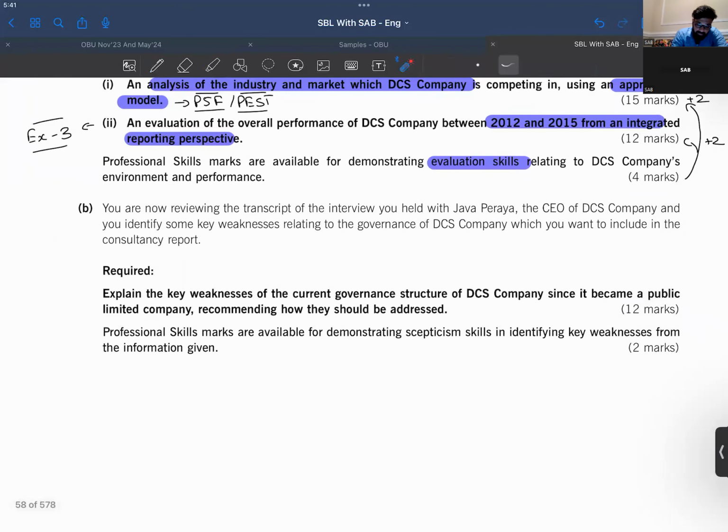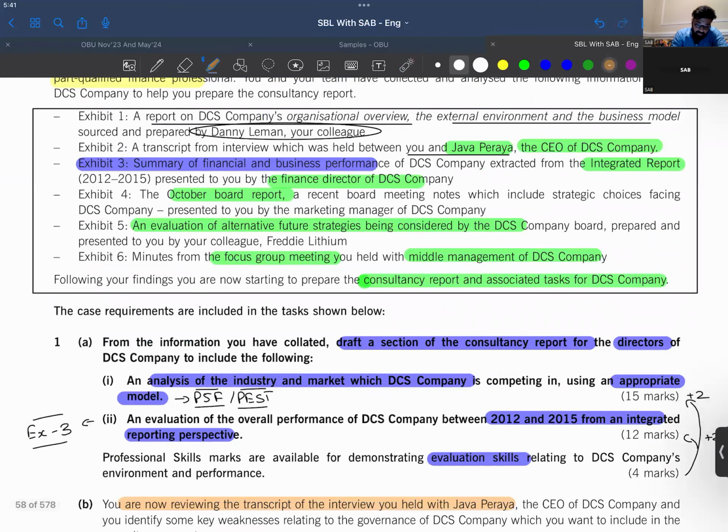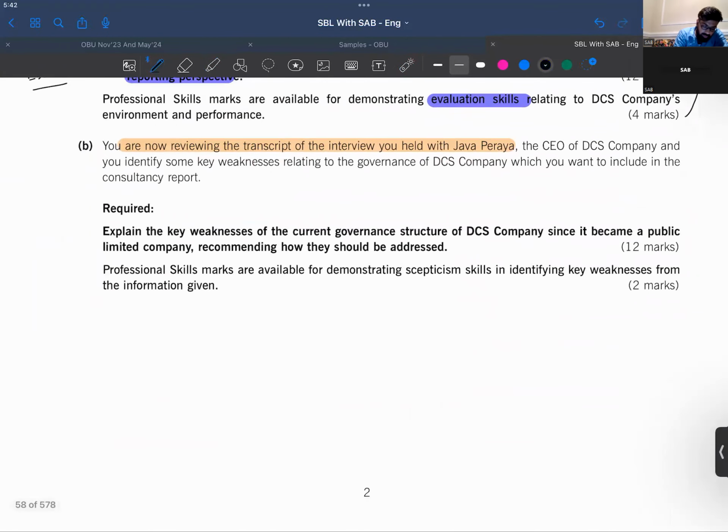So now B. You are now reviewing the transcript of the interview you held with Java Piraya. So now they have directly associated you to an exhibit. That transcript you are reviewing with Java Piraya was, I guess, Exhibit 2, right? So again, I guess this requirement is totally going to be from Exhibit 2. That's perfect.